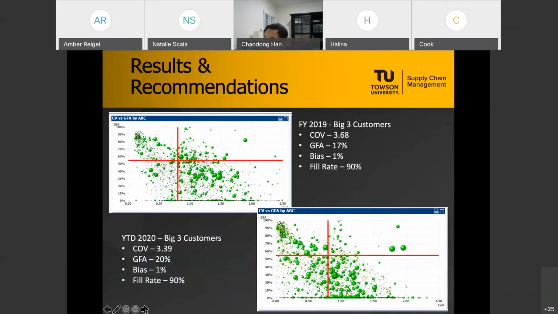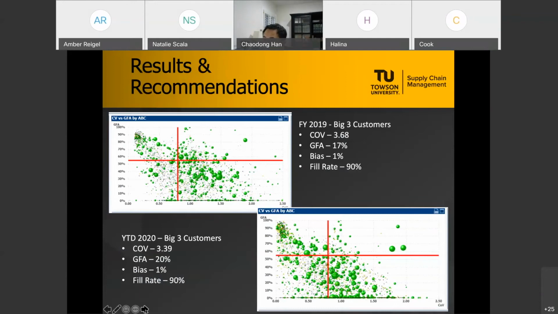So, results and recommendations. Looking at our biggest 3 customers for the full year of 2019, which is the top left graph, the average coefficient of variation was 3.68, which is super high. The forecast accuracy for that time period was 17% with a bias of 1%. And we were filling at 90%, which is below our goals. Usually our goal is at least 95, if not 98% for every customer.